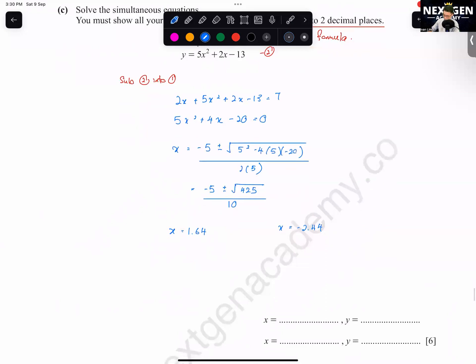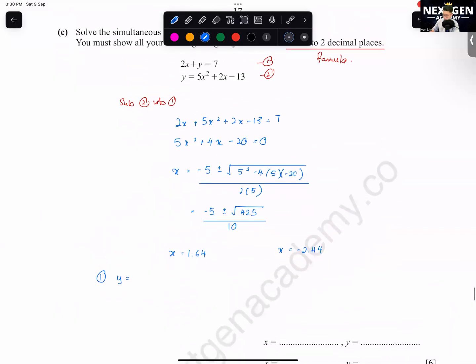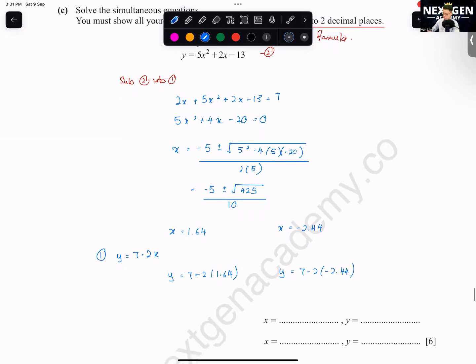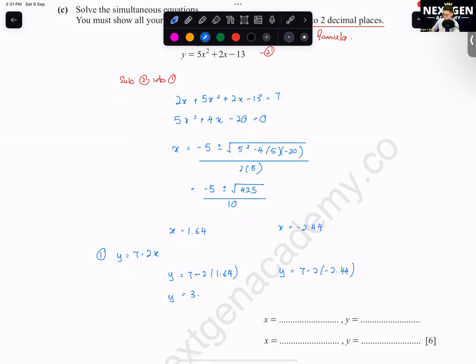So from the first equation, actually my y, I can write it as 7 minus 2x. Okay, so let's sub in 7 minus 2 times 1.64. This one, 7 minus 2 times negative 2.44. Where y is 3.72, y is 11.88. Okay, put it in the correct pairs also.